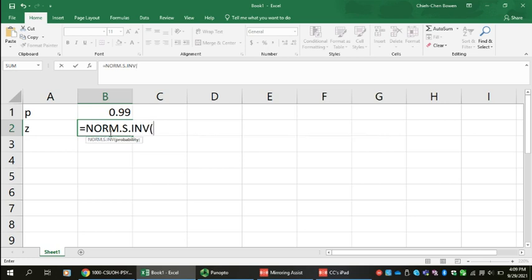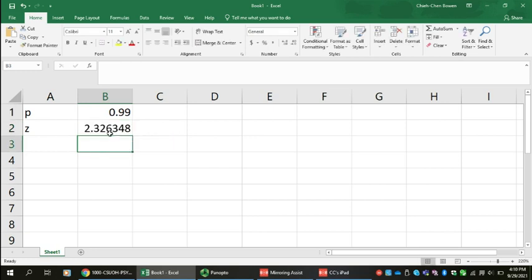In the inverse operation, you just need to put in the probability. So 0.99 is the known probability. Right parenthesis, close the operation. Now hit enter. Voila, you have the answer right there. So the z-value that separates the top 1% from the rest of the distribution is 2.33.